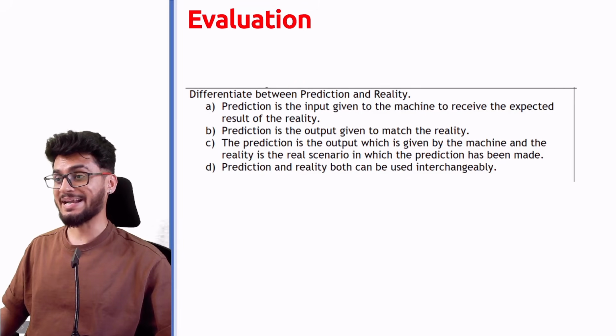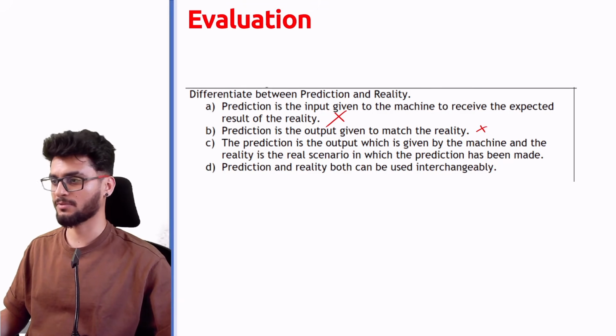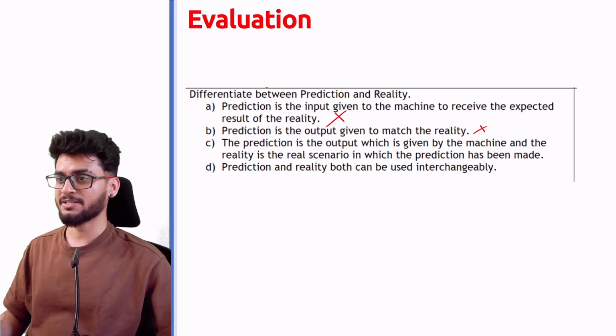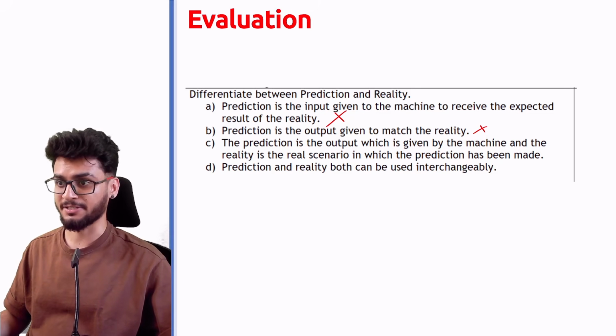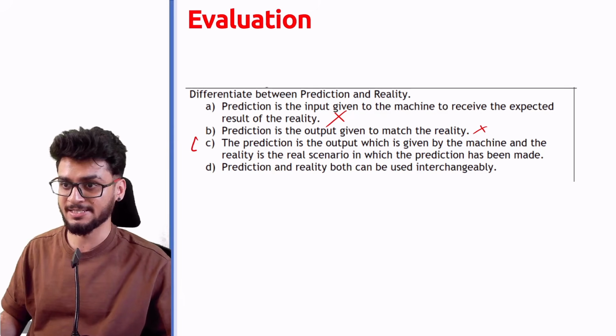Differentiate between prediction and reality. Okay, so prediction is the input given to the machine. No. Prediction is the output given to match the reality. The language is a bit wrong. The prediction is the output which is given by the machine, and the reality is the real scenario in which the prediction has been made. Yes, C is the right answer.